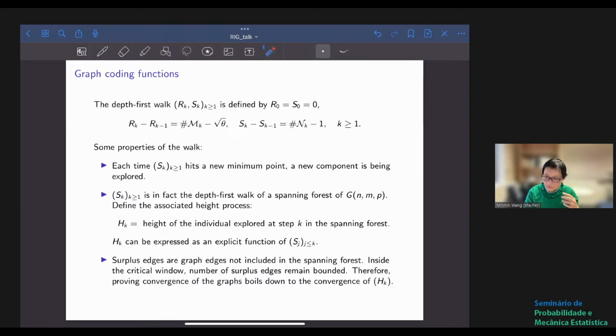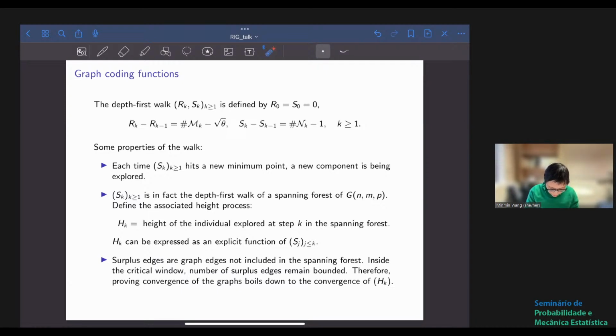Once you have a forest, it's very natural to define a height, the so-called height process. That is just the height of the individual explored at step k in this spanning forest. I'll call this quantity H_k, and it turns out H_k can be expressed as a function of the S_j, for j up to k, so all these steps up to k. It's an explicit and not very difficult function, but the problem is that it is not a continuous function in any usual topology, and that would be a problem later on.